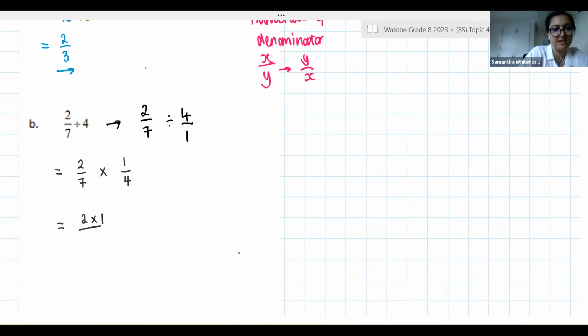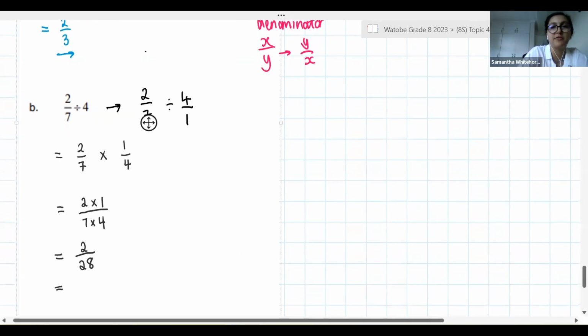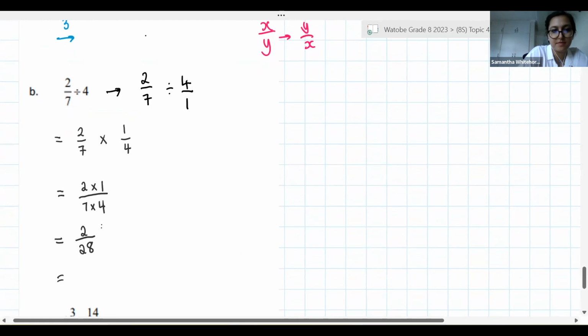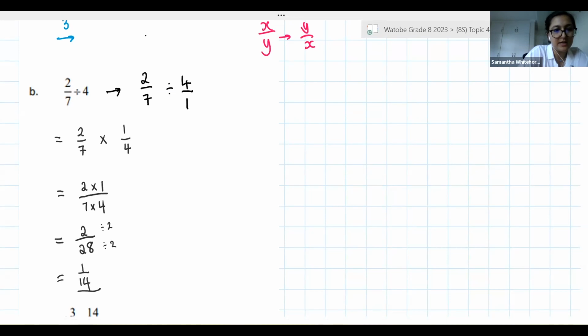Good. And then I multiplied 7 with 4. Good. So what's 2 times 1? It's 2, ma'am. And 7 times 4? It's 28. Excellent. Can I simplify that? Yes, ma'am. What does it simplify to? You divide both the numerator and the denominator by 2. Excellent. So that becomes 1 over 14, ma'am. Excellent. Well done.